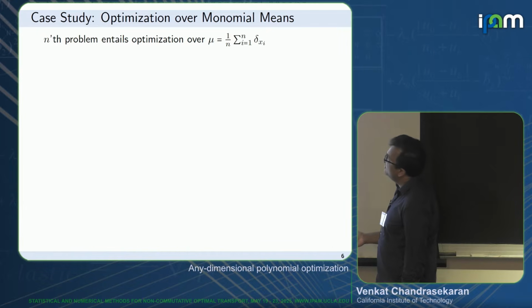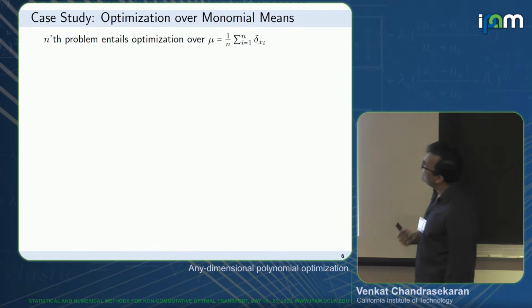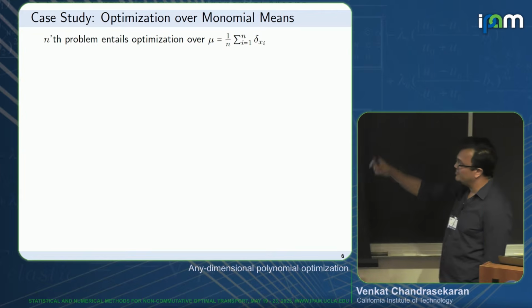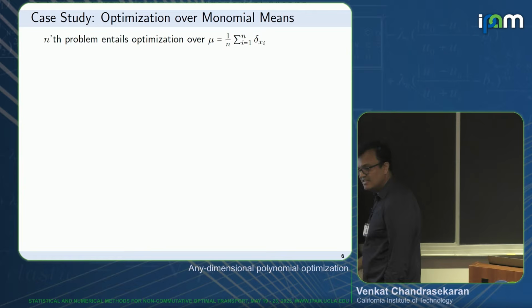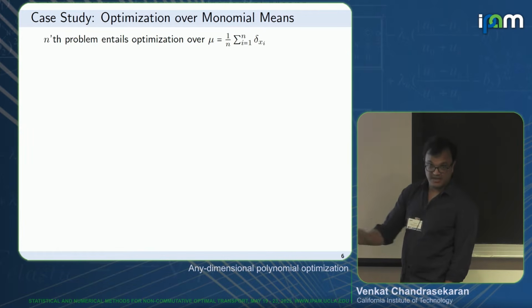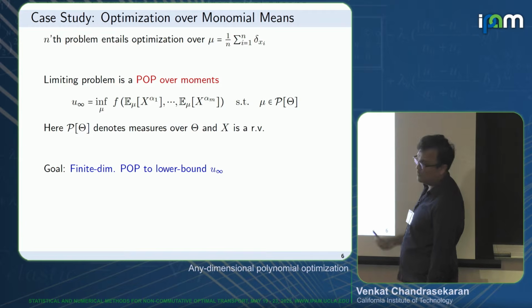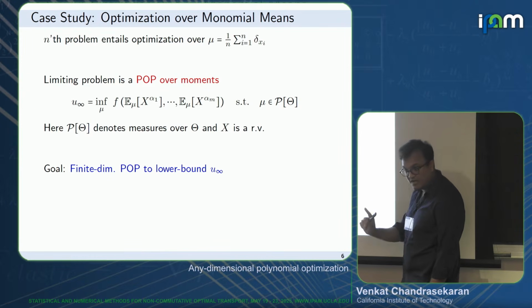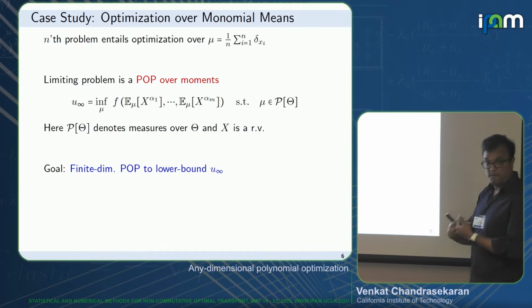More broadly, though, the nth problem, the thing we just had here, entails optimization over measures of that form. There's delta functions, the xi's, and 1 over m, just empirical measures. So that suggests a formulation for the limiting problem, which can be viewed this way. So let's go through this slowly. The limiting problem is a polynomial optimization problem over moments.